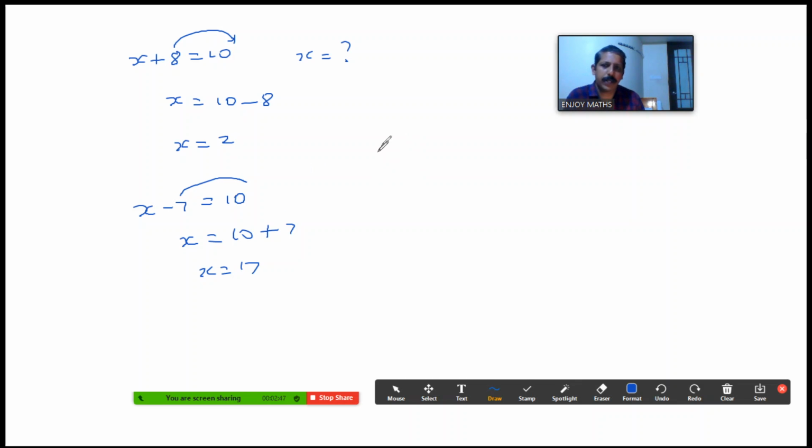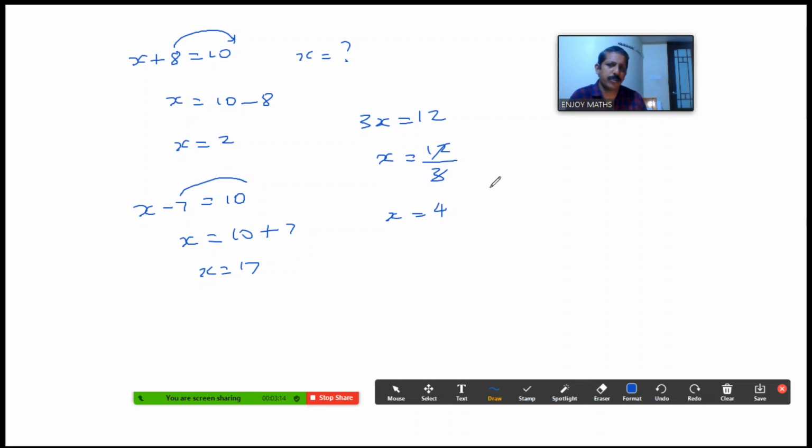What about multiplication? I just say like this, 3x is equal to 12. Now x is equal to, this is a multiplication, when it comes here it goes as division. So what happens? We divide, answer is 4. So this is one thing.